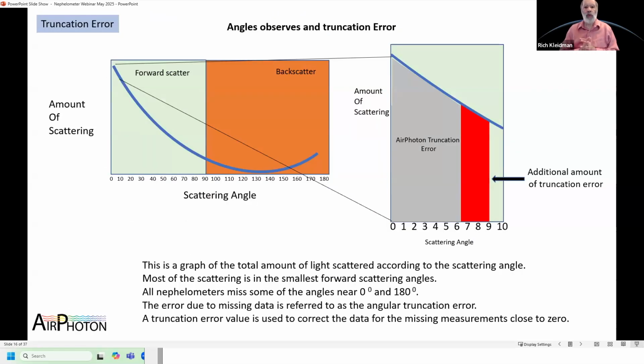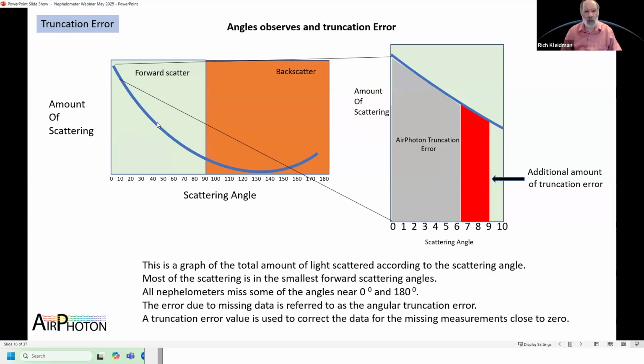Okay, so I mentioned I want to talk about truncation error. No instrument that I know of can measure complete angular range down to 0 degrees. All nephelometers are going to miss some of the angles, and that starts, depending on your model, around 9 or 10 degrees in the forward scattering direction, and most also miss from 170 to 180.